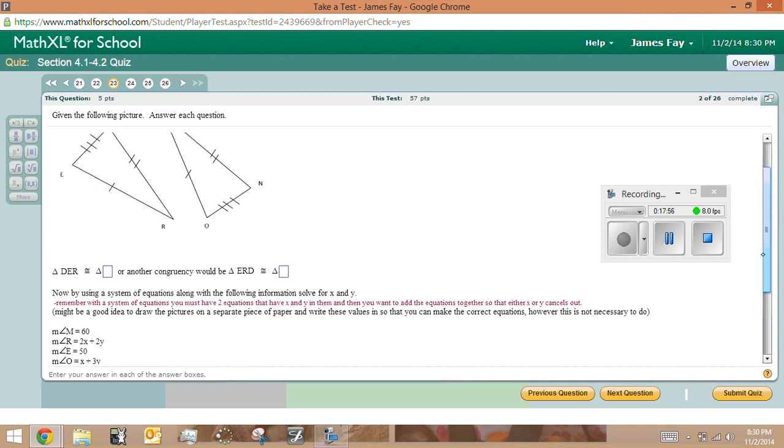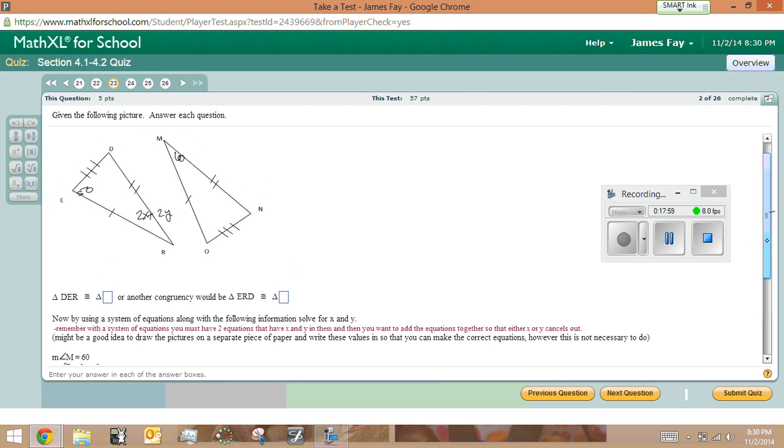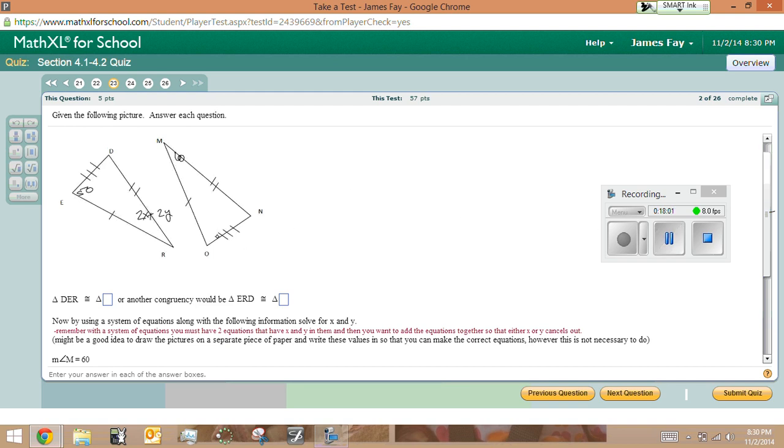And that O is x plus 3y. Now, the way we name these, DER and NOM. So now we know the angle R, which is the last letter here, and angle M should be the same. They should be equal. So M was 60, R was 2x plus 2y. So we'll take 2x plus 2y equals 60.